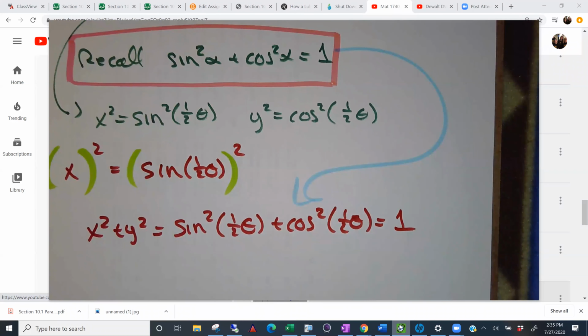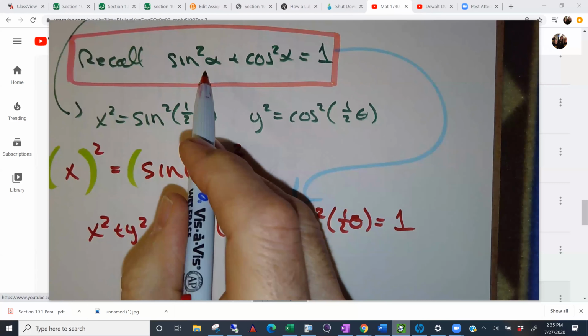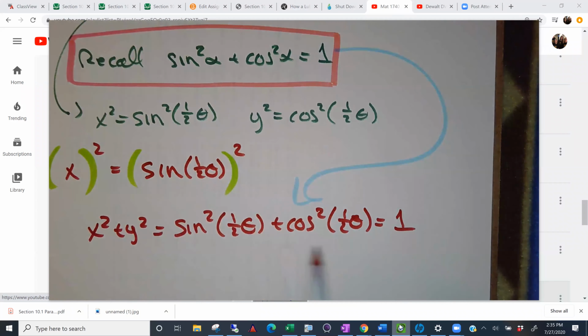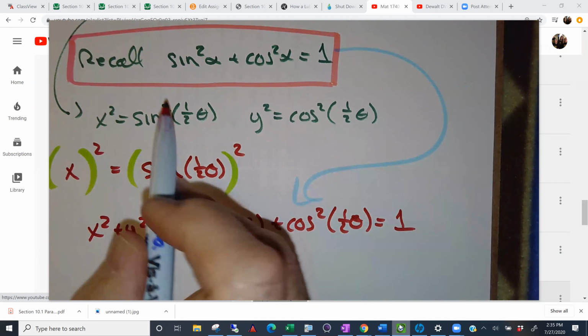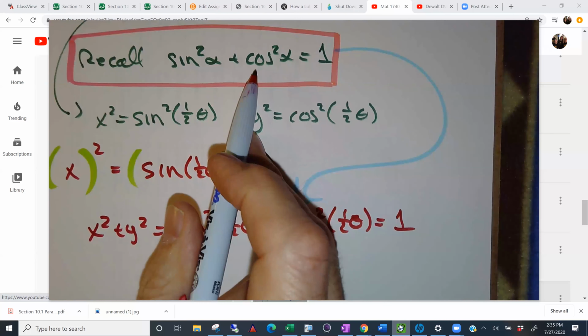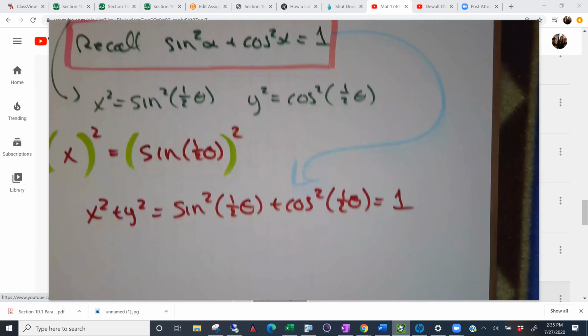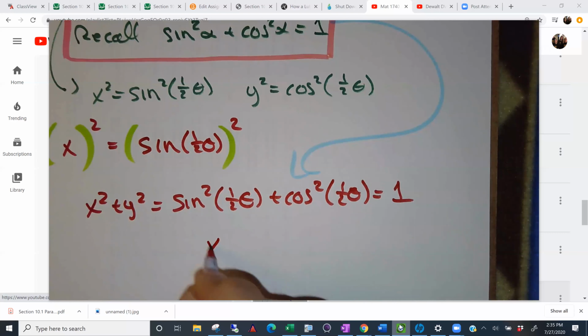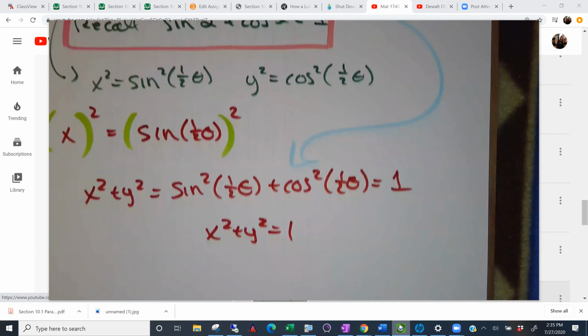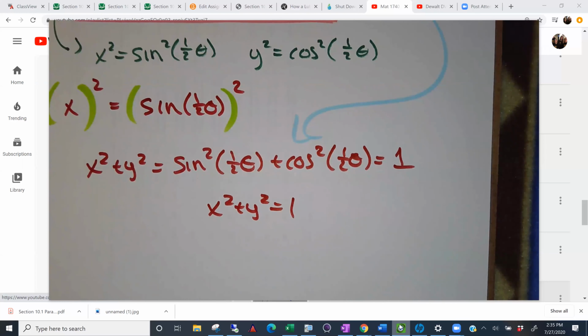Yep. This whole thing is 1. Doesn't matter what alpha is, as long as these two angles are the same. When you square this and square this at the same angle, when you add those together, you're going to get 1. So overall, what we're going to get is x squared plus y squared equals 1. Yay.